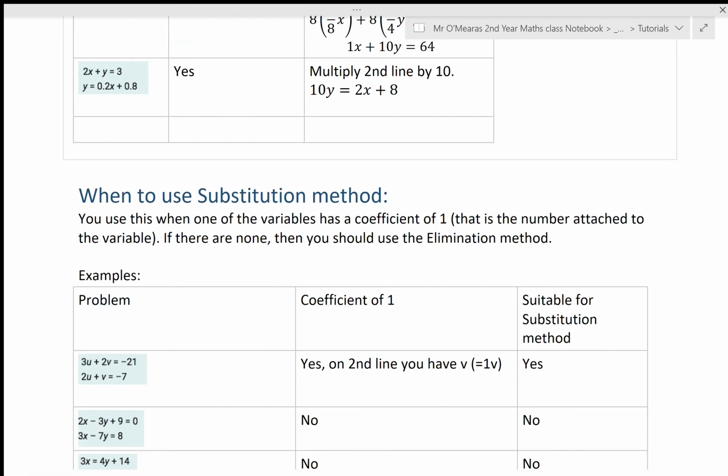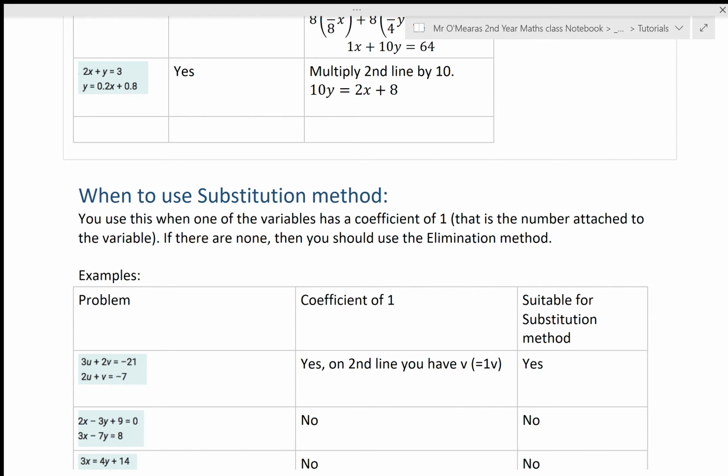Then we come along to step number 2. Which method are we using? So the main thing is, when do you use the substitution method? You use this method when one of the variables has a coefficient of x. That is the number that is attached to the variable, the number right in front of it.